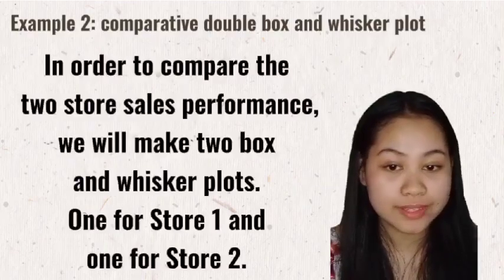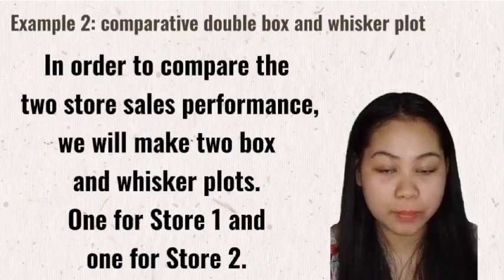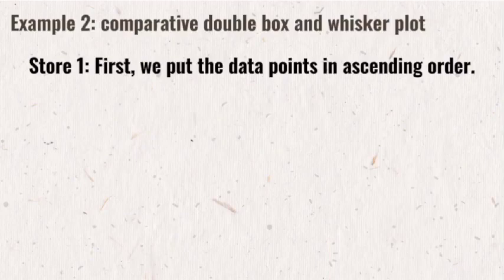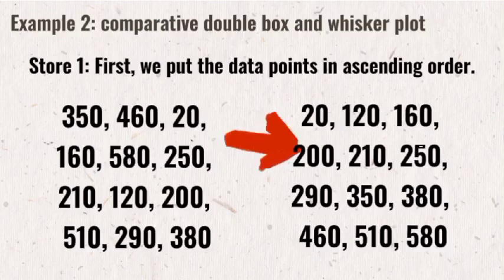In order to compare the 2 stores' sales performance, we will make 2 box and whisker plots, one for store 1 and one for store 2. In store 1, first we put the data points in ascending order: 20, 120, 160, 200, 210, 250, 290, 350, 380, 460, 510, and 580.